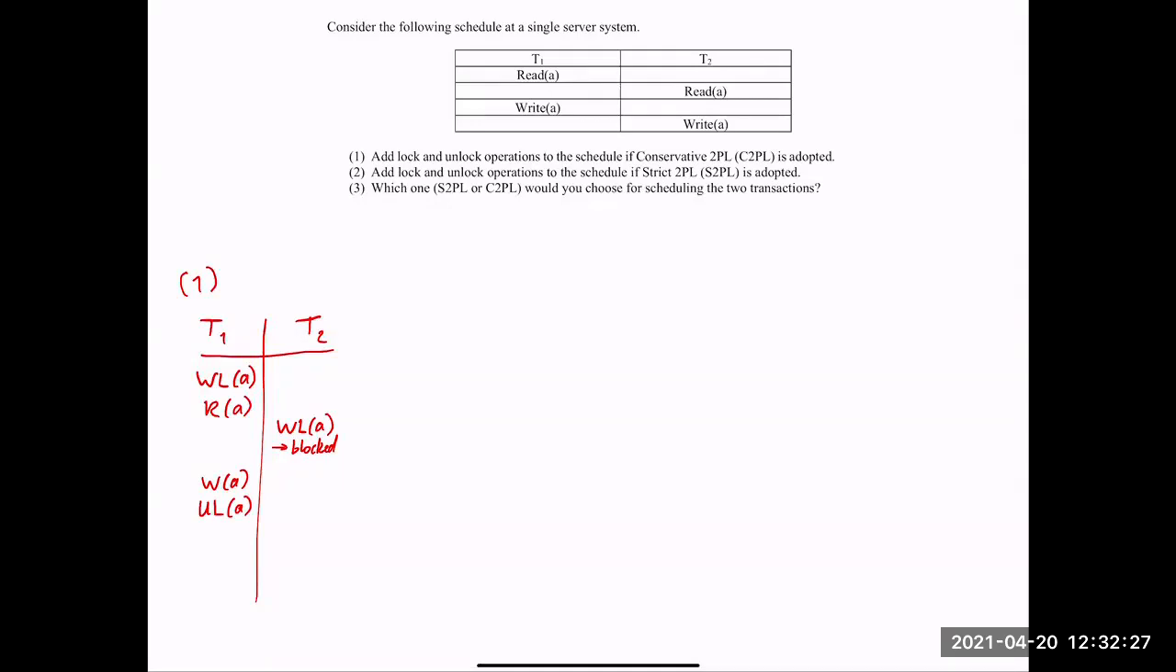And now T2 gets its turn. So now this write lock operation here becomes unblocked, because no other transaction is holding a lock. And it can finally execute its read of A, and then its write of A. And finally, it can unlock its lock on A. And that's it. So note that we omitted the commits here. Since they're not in the original schedule, we also don't need to worry about them here. Any questions about this?